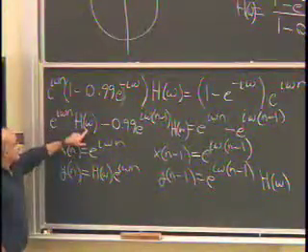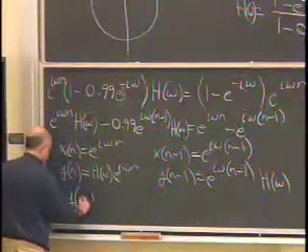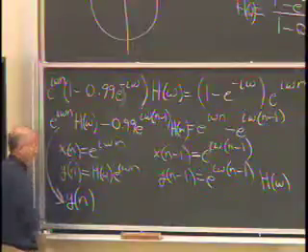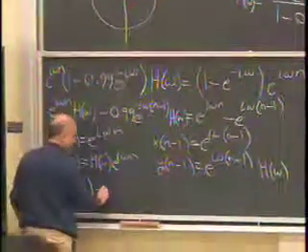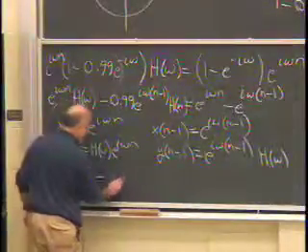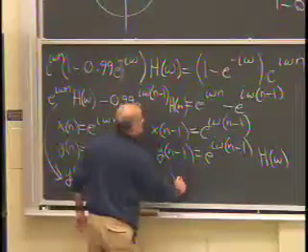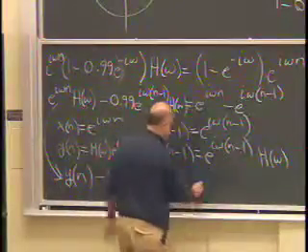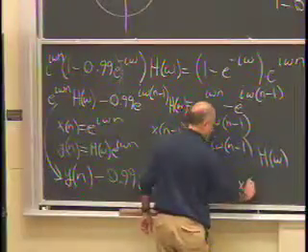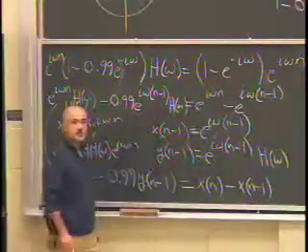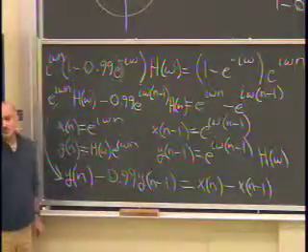So this term corresponds to what? y of n. So now I'm going from here to here. And this term corresponds to what? Minus 0.99 y of n minus 1. And on the right-hand side, you have x of n minus x of n minus 1. And there you have it. So that's the difference equation that leads to that frequency response.